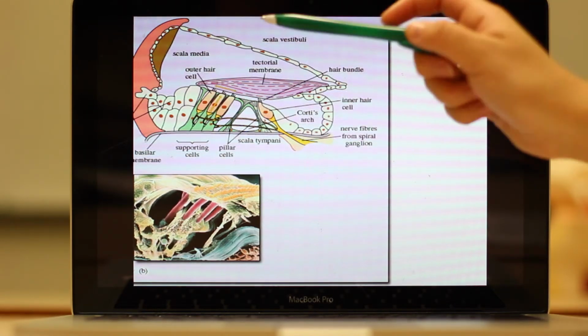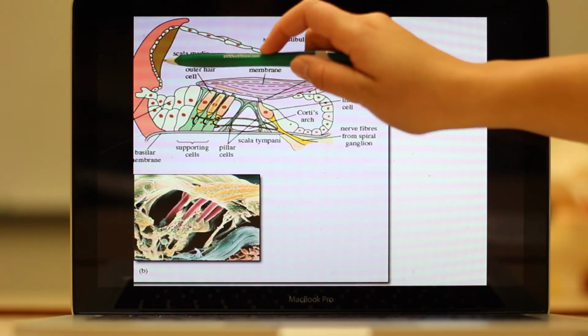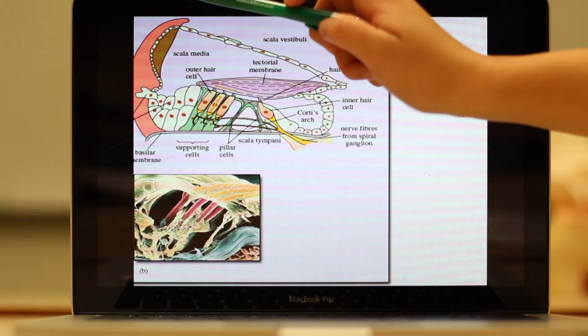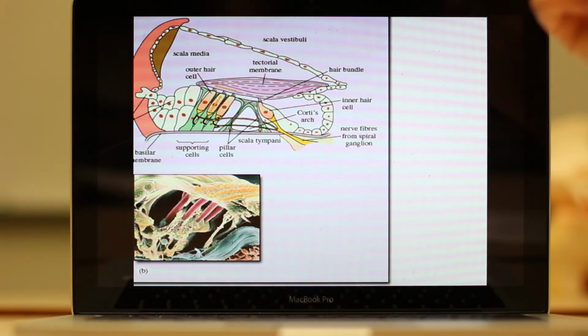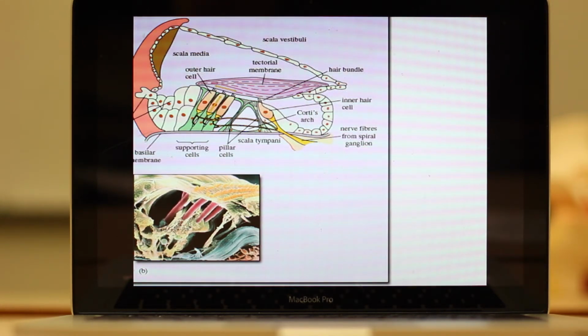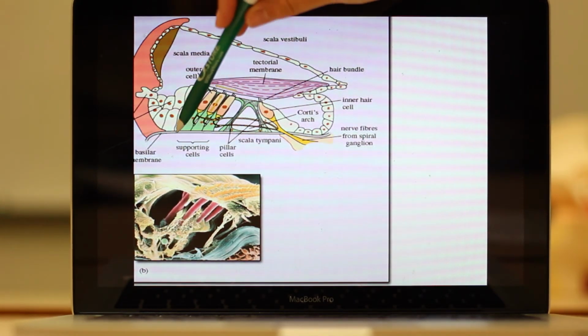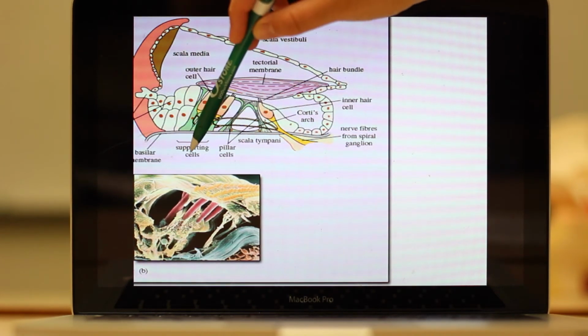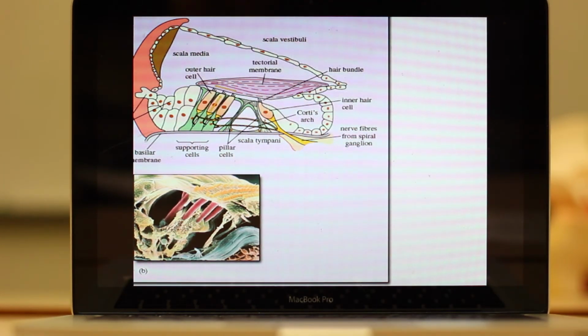The stria vascularis, which is also located over here, but on the medial side, creates endolymph for the scala media. This liquid provides oxygen and nutrients to the cochlea. Finally, the spiral lamina is a bony shell that supports, which is located over here, which supports the basilar membrane.